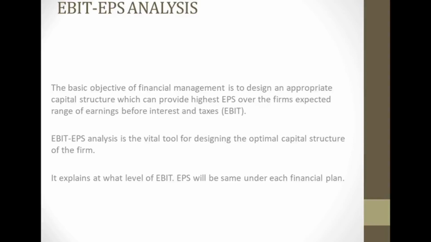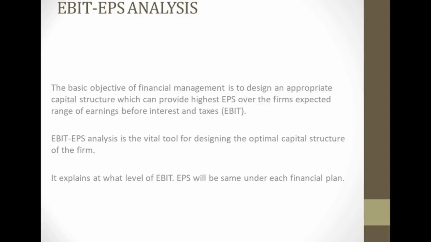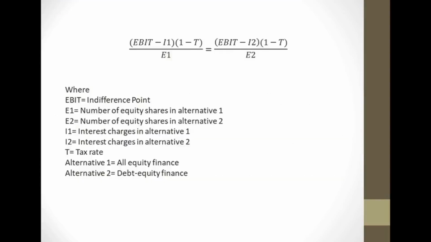Okay, so EBIT EPS analysis is a vital tool for designing the optimal capital structure of the firm. Now this is the formula with which we determine the appropriate EBIT EPS level. Okay, we use this formula in order to determine the indifference point, on the basis of which we determine what is the appropriate EBIT EPS level. So that will help us develop an optimal capital structure. It also explains at what level of EBIT the EPS is going to be the same for both the financial plans, that is alternative 1 as well as alternative 2. So basically it tells you the optimal capital structure.